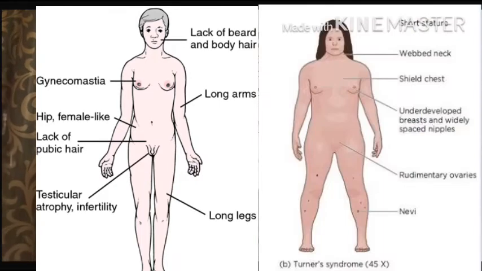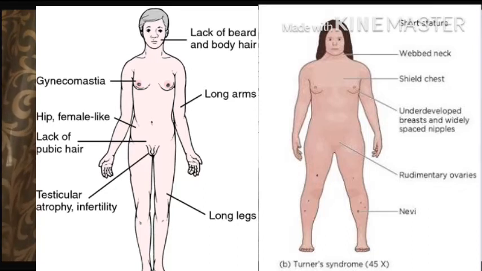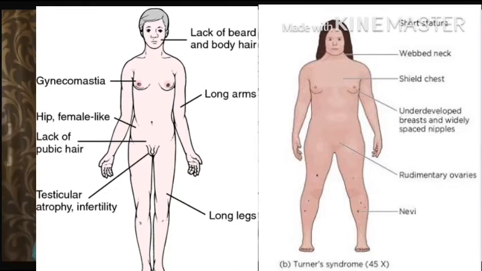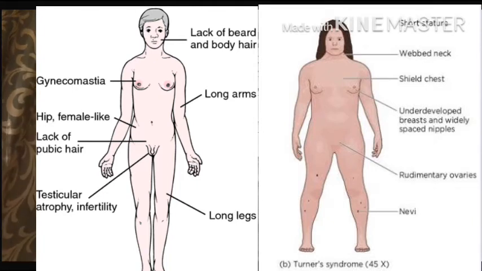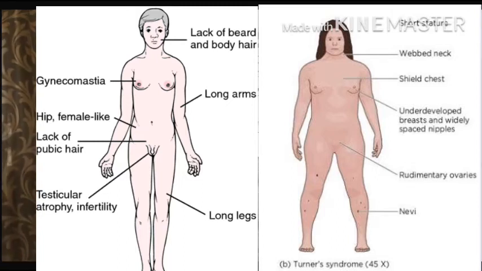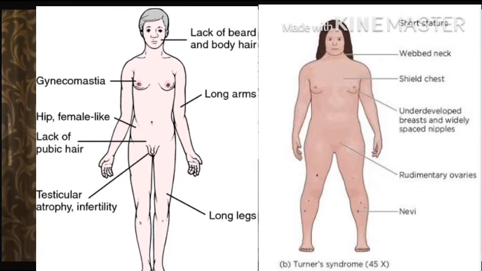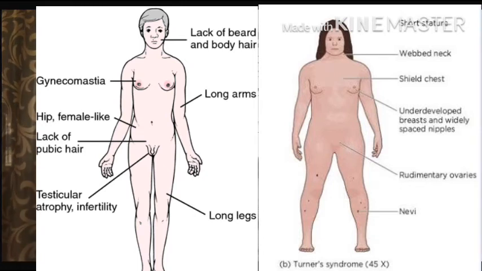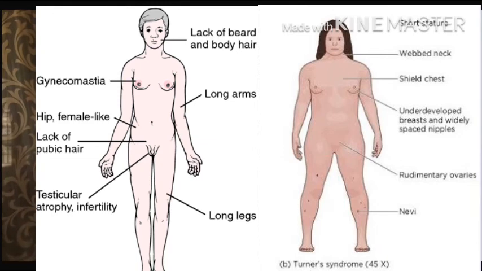Now, females affected with Turner syndrome are normally short-statured, and they have highly underdeveloped ovaries. The ovaries are rudimentary, because of which such females are again sterile. They also have underdeveloped breasts with widely spaced nipples. Another very characteristic feature of Turner syndrome is a webbed neck.